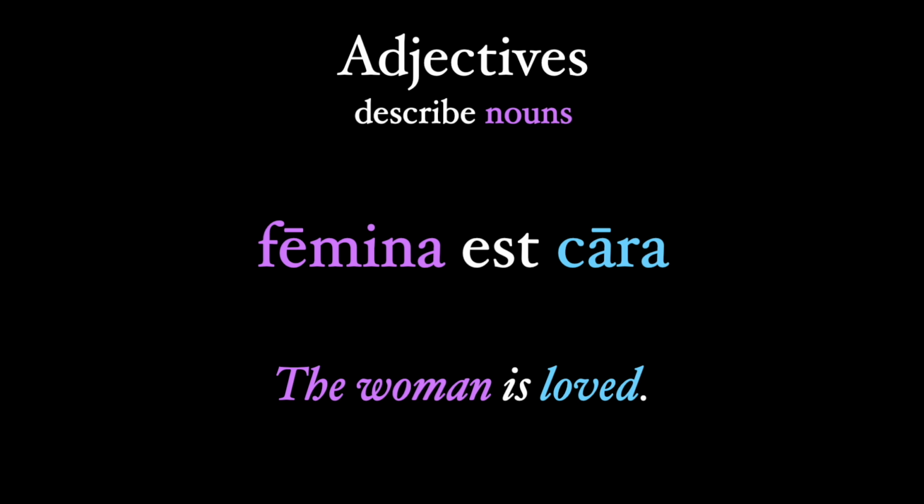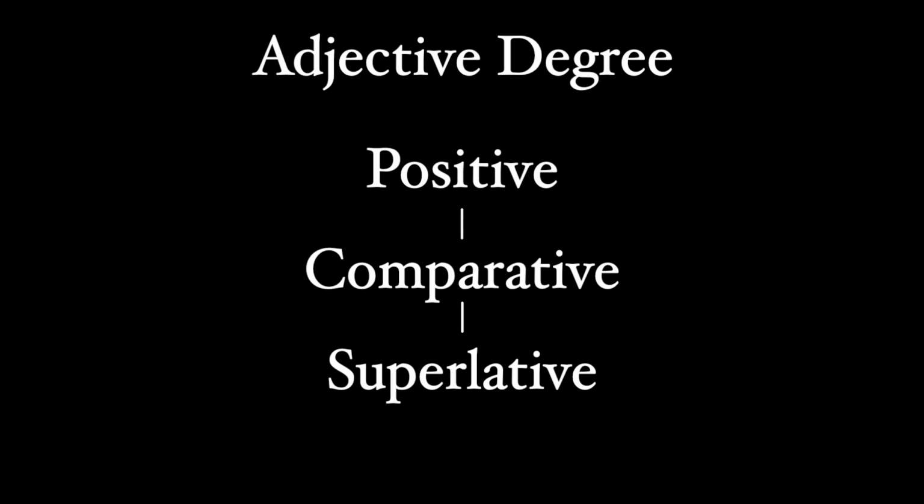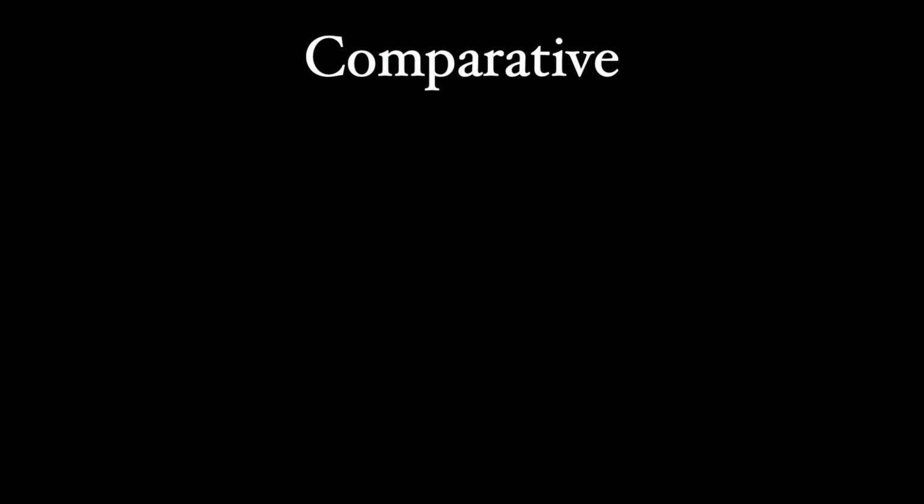But adjectives have another trait independent of nouns, and that's what's called degree. An adjective can be positive, comparative, or superlative. This video introduces the comparative degree, what it is, what it looks like, and how you can understand it. As its name suggests, a comparative is used when you want to compare two different nouns.